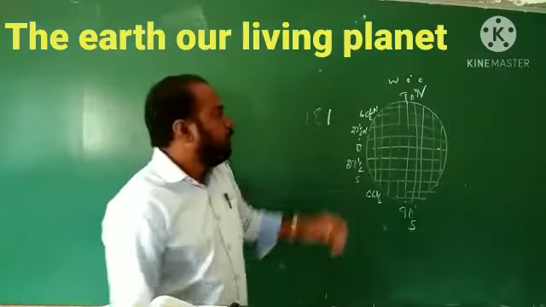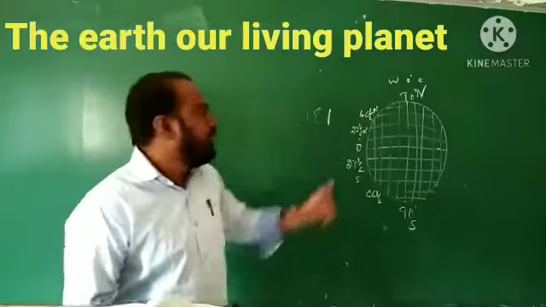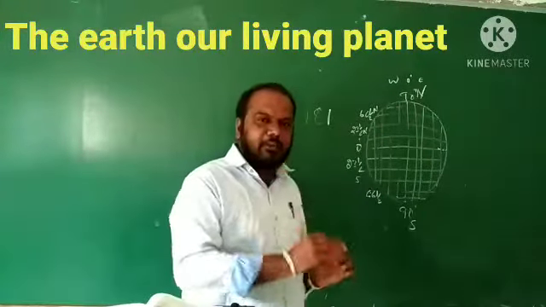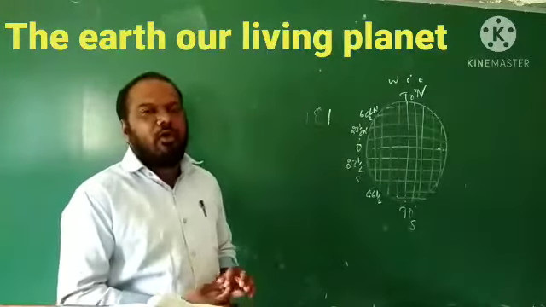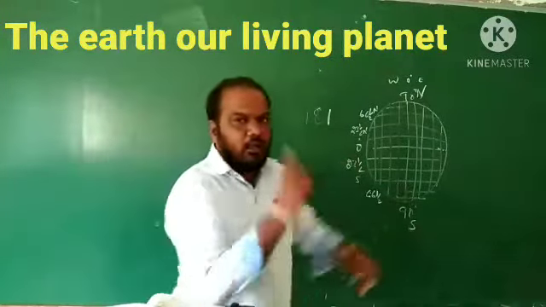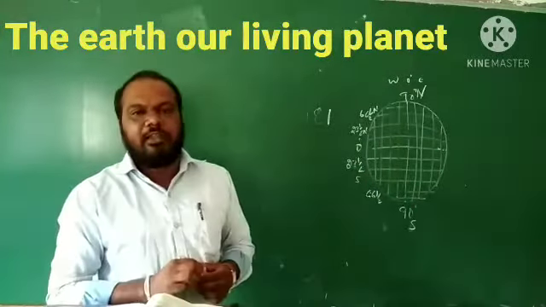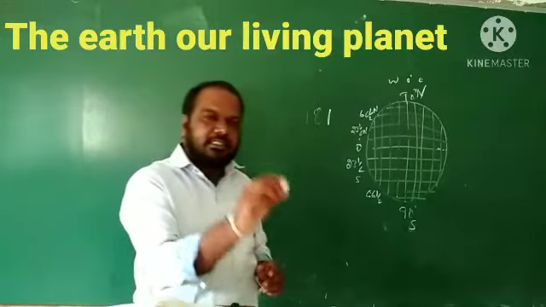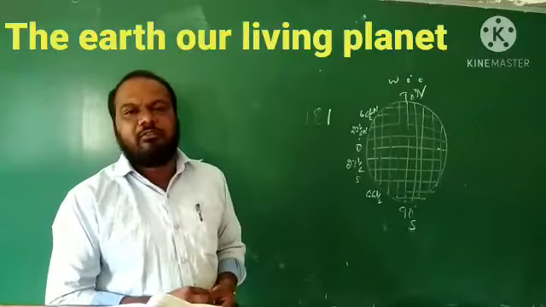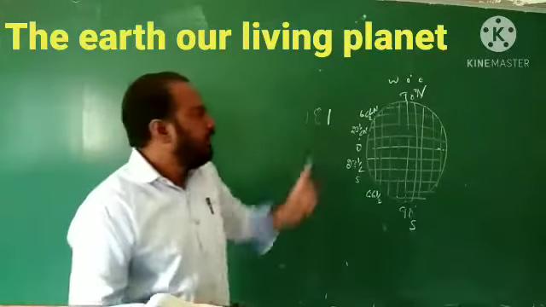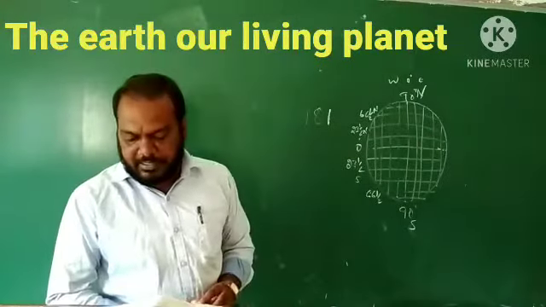And also, from one longitude to another longitude the time difference is 4 minutes. For the sun to move from 1 degree longitude to another degree longitude, it takes hardly 4 minutes. And also, one full rotation takes 24 hours. That means 360 degrees is equal to 24 hours. That's why one longitude to another longitude is 4 minutes.